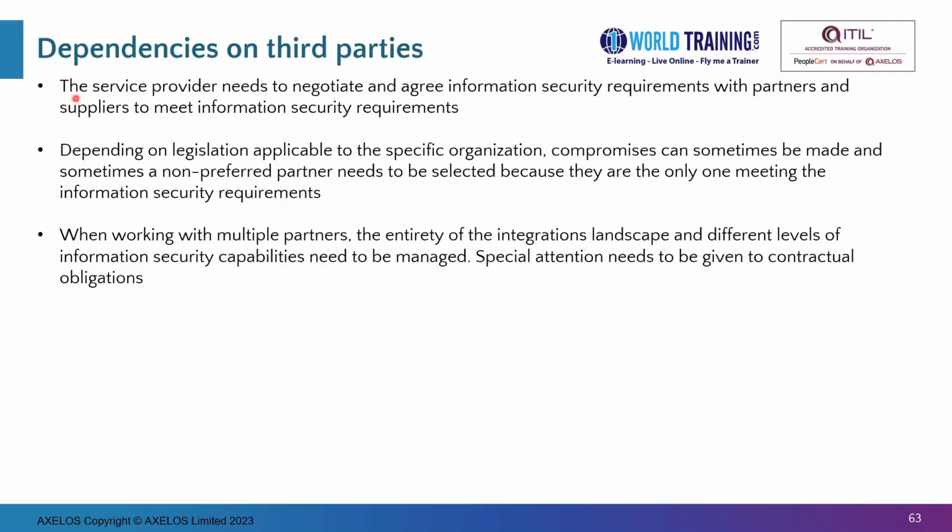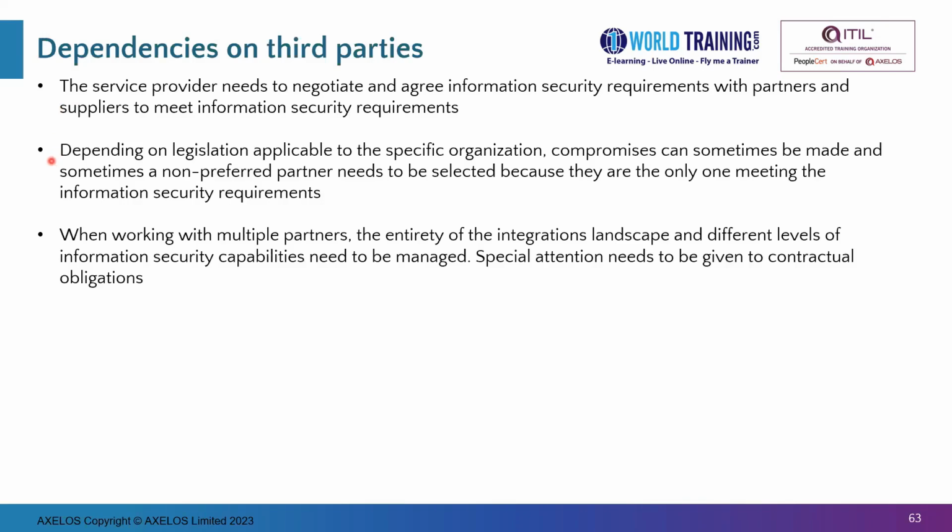Firstly, we begin with the dependencies on third parties. Many partners and suppliers might provide critical products and service components. So it is important that the service provider negotiates and agrees the information security requirements with those partners and suppliers in order to meet those information security requirements. So the contracting is important here.